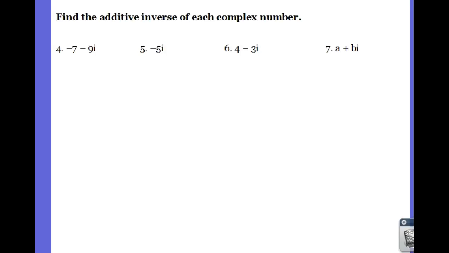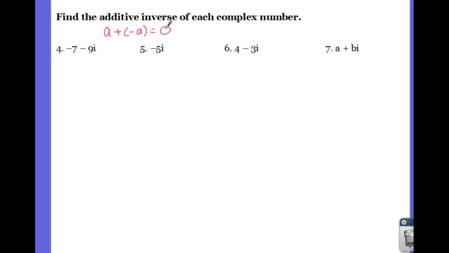What if I told you the definition of an additive inverse was a plus negative a equals 0. By definition, an additive inverse says that a plus negative a equals 0. It's the opposite. So I said it's just a fancy word. Additive inverse simply means the opposite.